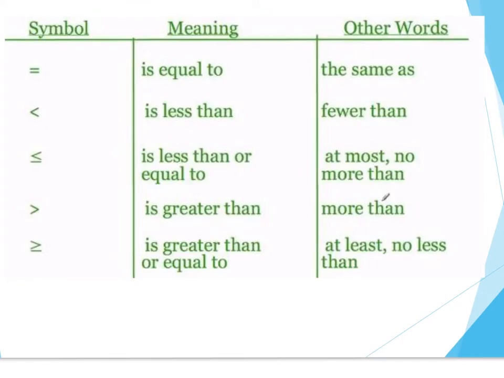So here are some of the symbols you need to know. Obviously the first one's equal to. This symbol right here, 2 bars, means equal to. Other words you can say are same as, equal, same. One is the same as the other. It's equal to the other.